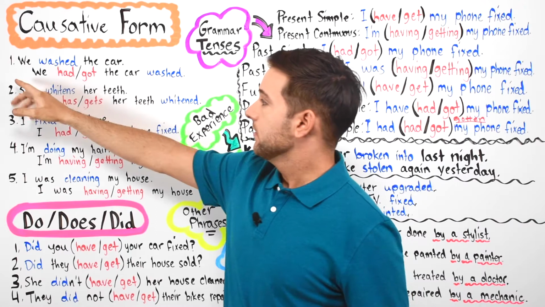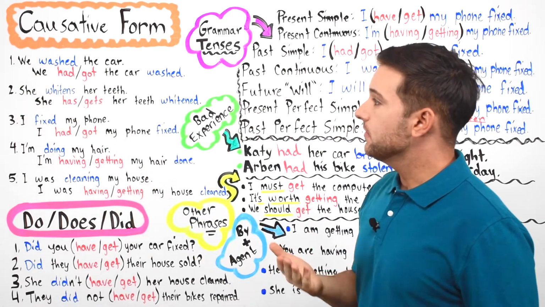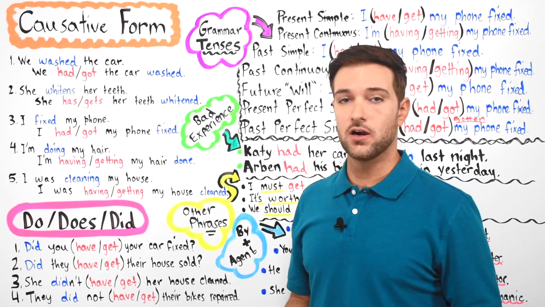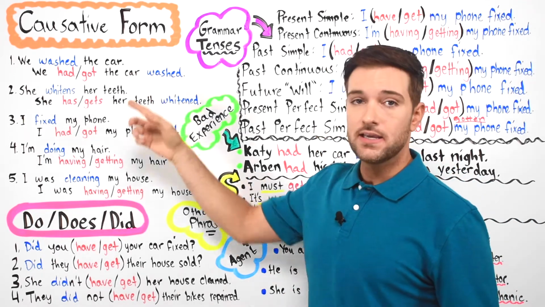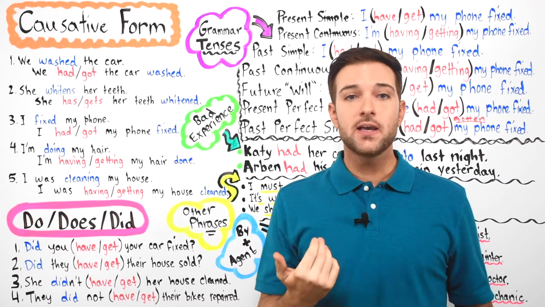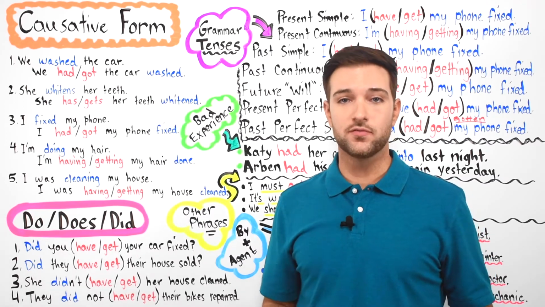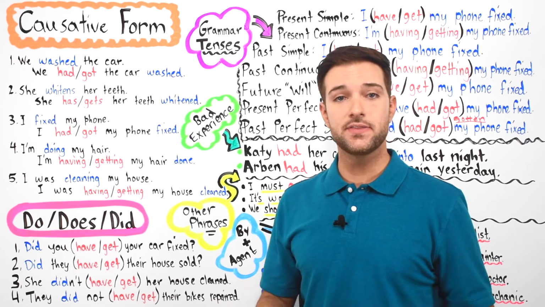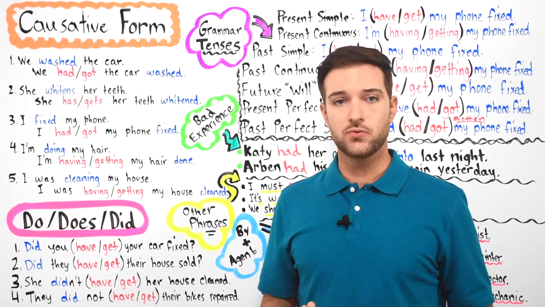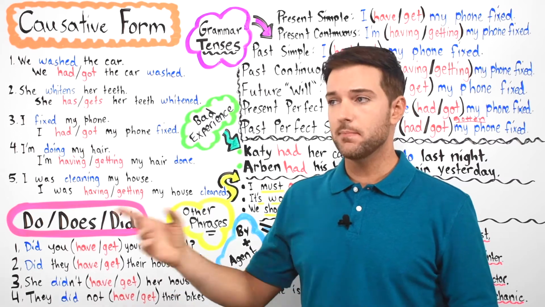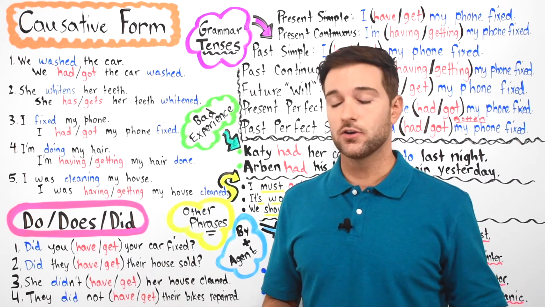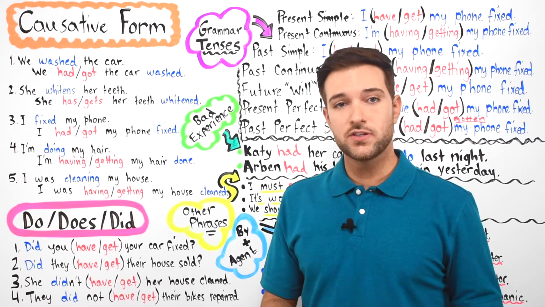This is number one, and number one says, "We washed the car." Now in this sentence, it's understood that we ourselves perform the action. We ourselves wash the car. In this case, we were the ones who washed the car, not somebody else, not mom, not dad, not your friend, not grandma or grandpa. We were the ones who did it.